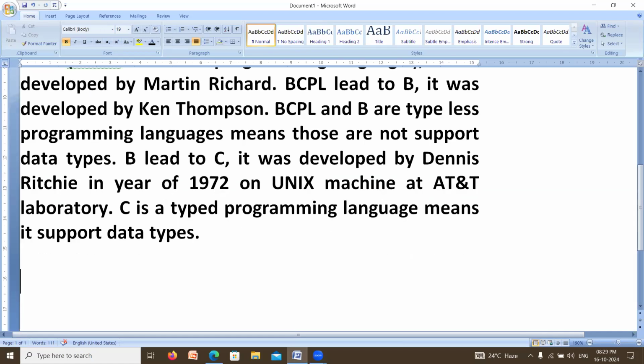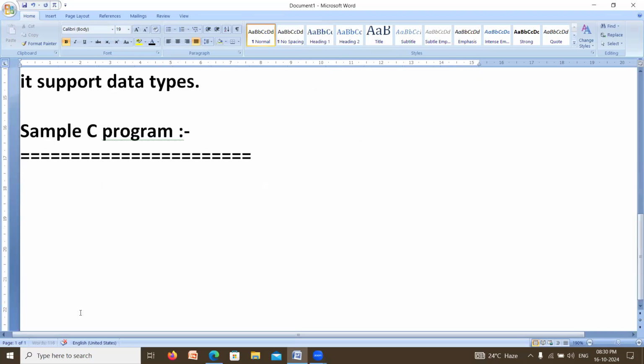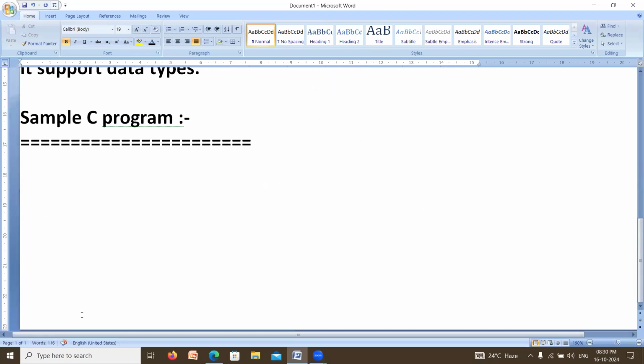Now I am going to explain the next concept, that is how to write a sample C program. See this, my dear friends. You have to write a sample C program like this. In any program, first you need to start with #include <stdio.h>. Then in any program, you have to write a main method.